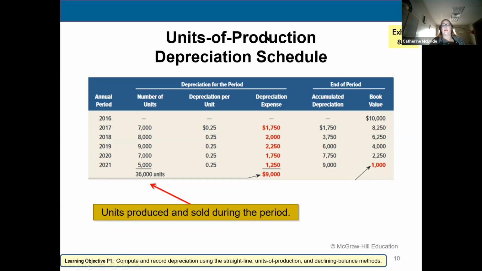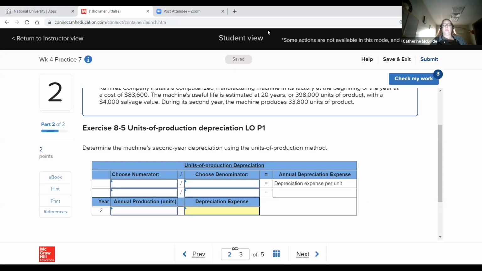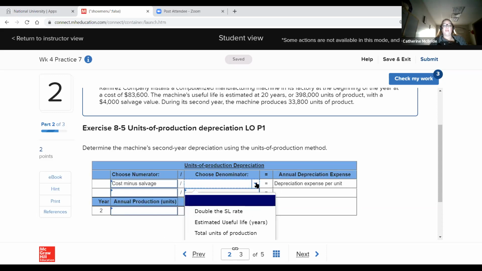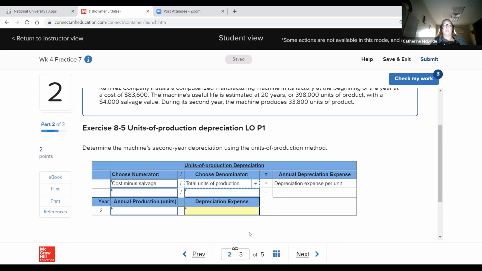All right, I'm going to pause for a moment and pull up an example. This is the example from our practice problems. Notice that we're still looking for year two. So the numerator is still going to be our cost minus our salvage value. The denominator is the life in units, so total units of production.